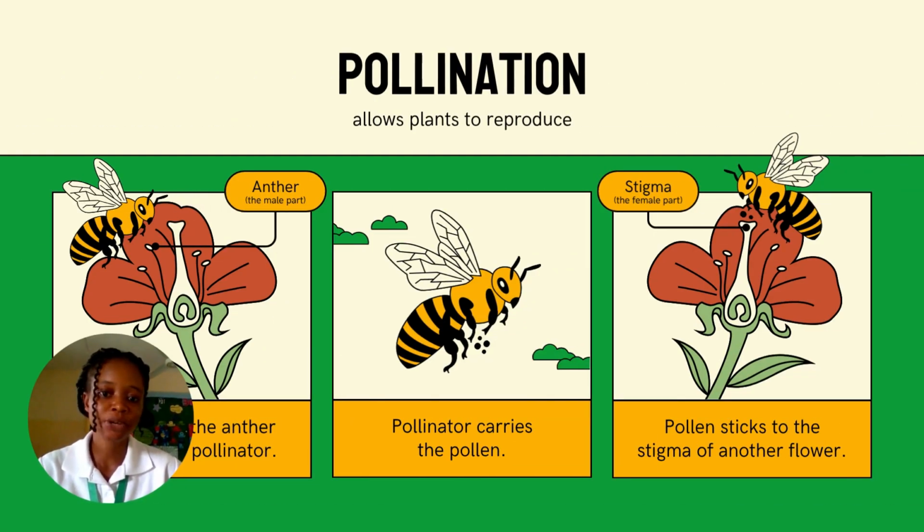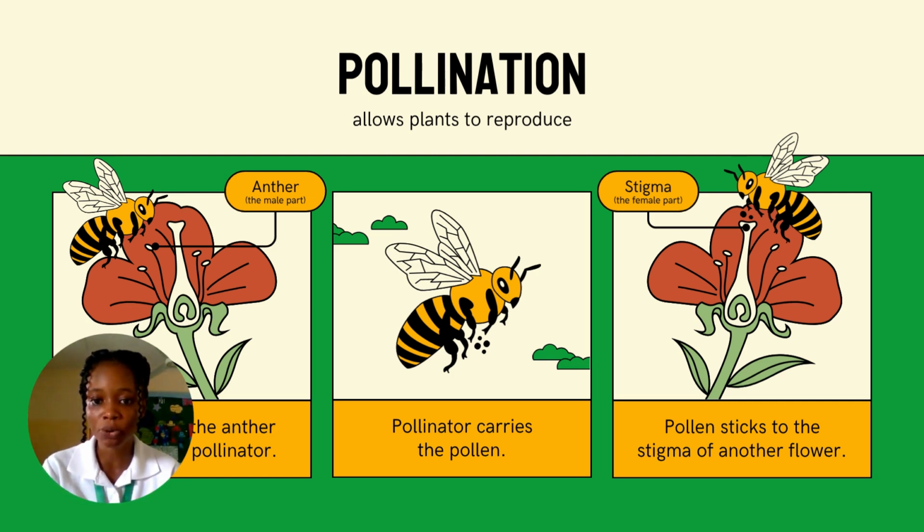Pollination is a process that occurs in flowering plants and enables plants to what? Reproduce. Pollination is a process that occurs in flowering plants that enables them to reproduce. Now on your screen you can see the various steps by which this pollination takes place. We have the anther, which I said in the previous slide is the male part of the flower. This is the pollinator. The bee is our pollinator.